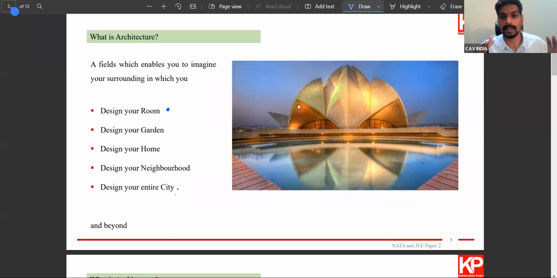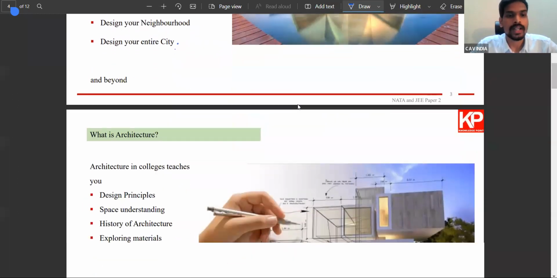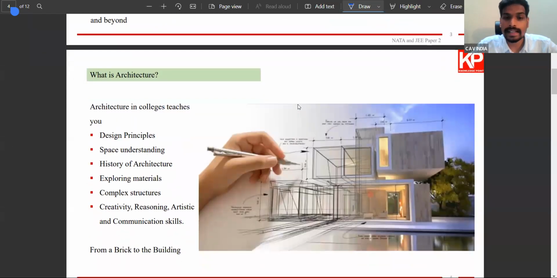What should be the skyline of the city? Even that architects do. So architects design, architecture is basically about design. And design can range anywhere from a small space that is an interior room to a large scale city, and also beyond that, obviously. So what exactly do you cover?